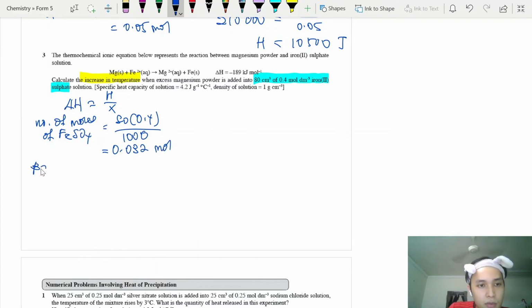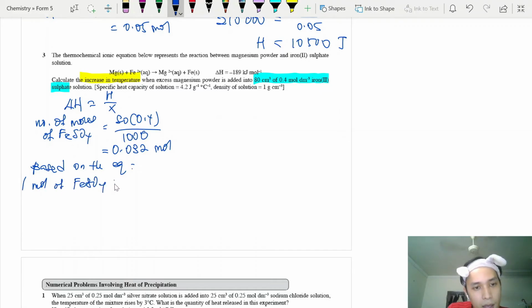Alright, then we need to use this. Based on the equation, the one that we calculated is iron sulfate, and we need the one that is being displaced. So you need to know who is being displaced. Magnesium goes in, iron comes out. So for every 1 mole of iron that comes out, the heat energy that is released is 189 kilojoules. Every 1 mole of iron comes out, 189 kilojoules of heat energy released. That is the meaning of this equation here.